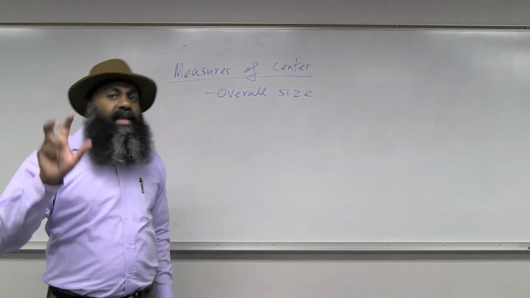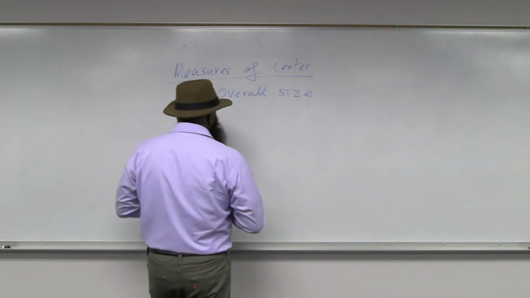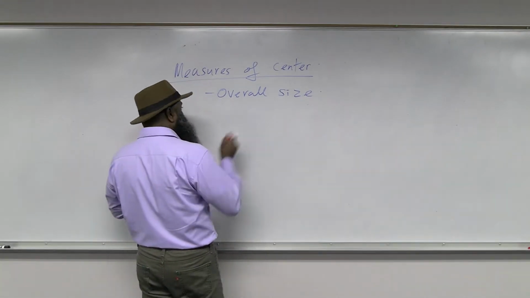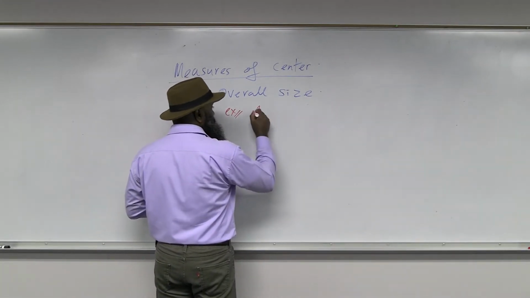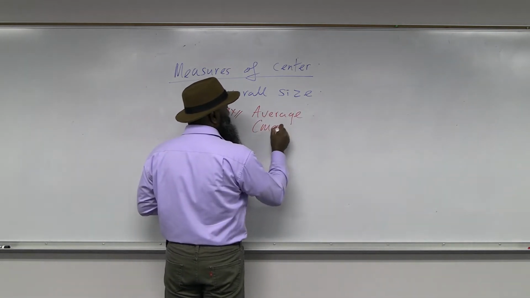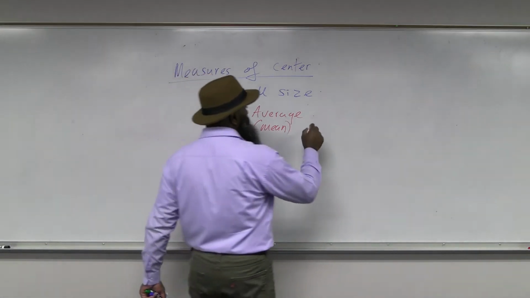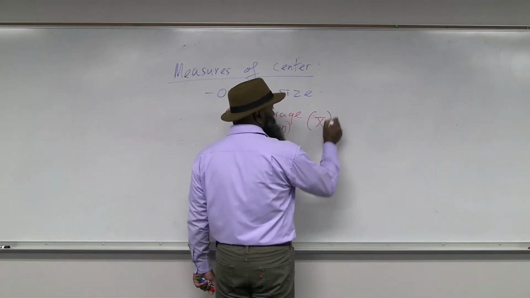What specific statistics will give us measures of center? Well, the very first one is the average. We also said we call it the mean. We also have a symbol for that. Remember, what was the symbol? That was X bar.